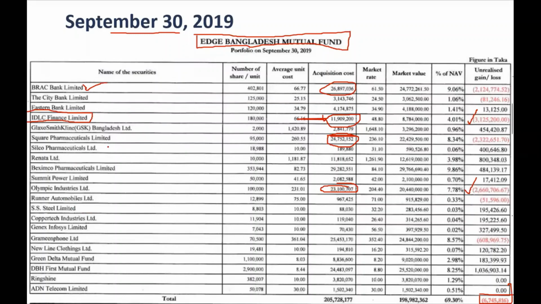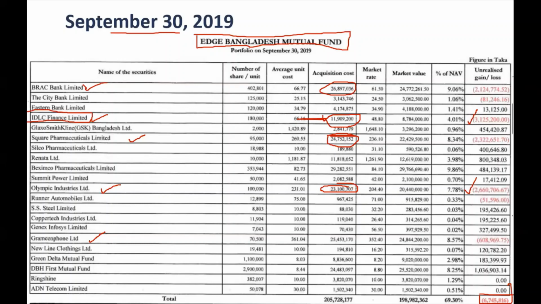One is Grameenphone, another one is Square Pharmaceuticals, another one is BRAC Bank Limited, another one can be IDLC Finance, and another common item is Olympic Industries Limited. Okay.